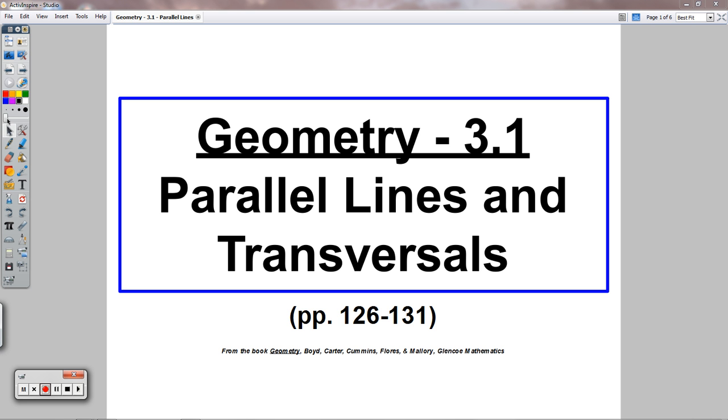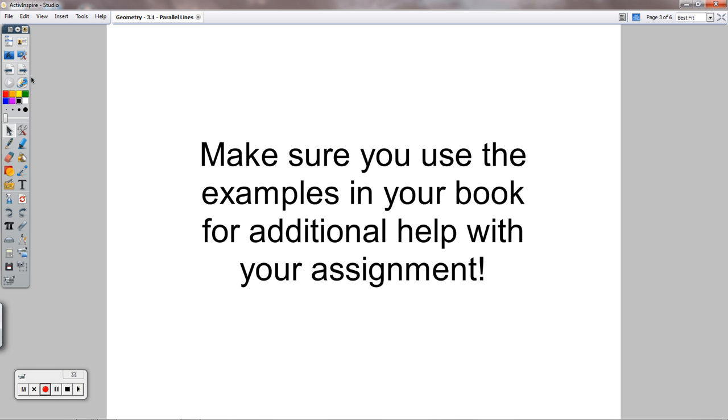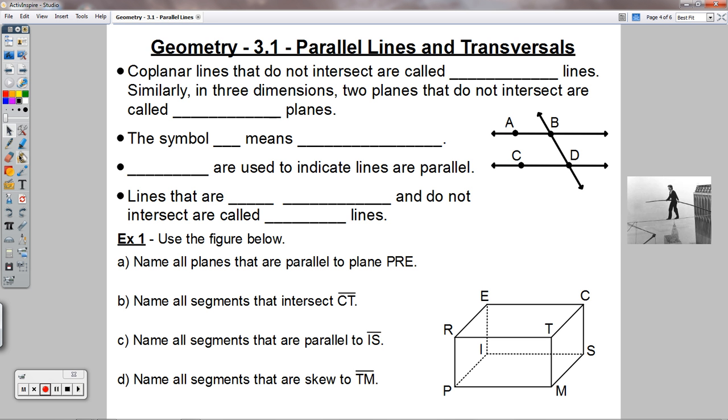This chapter, Chapter 3, is all about lines and what happens when they intersect, especially parallel and perpendicular lines. Here's some new terminology for this lesson. Make sure you understand that by the end of the lesson, and make sure you use those extra examples in your book. Let's see what we've got here.